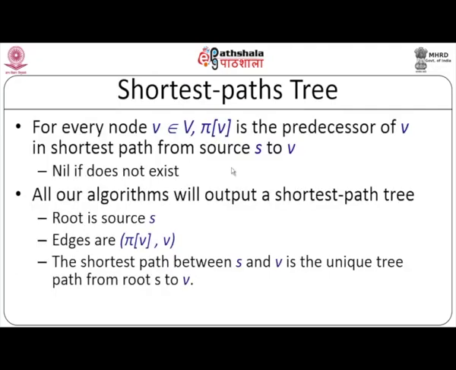Now, let us talk about what the shortest path tree is. For every node v belonging to the set V, pi of v is the predecessor of v in the shortest path from the source to vertex v, nil if such a predecessor does not exist. All algorithms will output a shortest path tree. The root is the source S of that particular tree, the edges are pi of v to v, where pi of v is, remember, the predecessor of v, and the shortest path between S and v is the unique tree path from the root S to the vertex v. So, this is the shortest path tree.